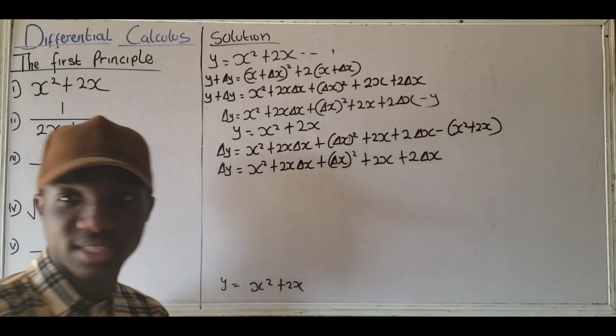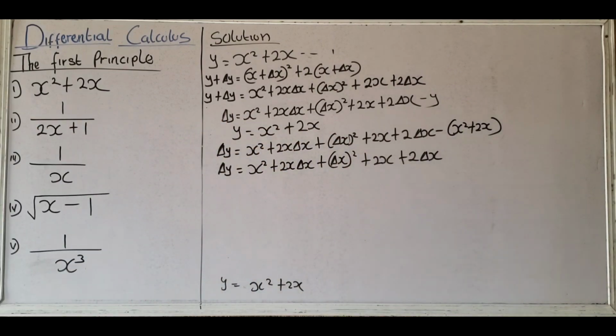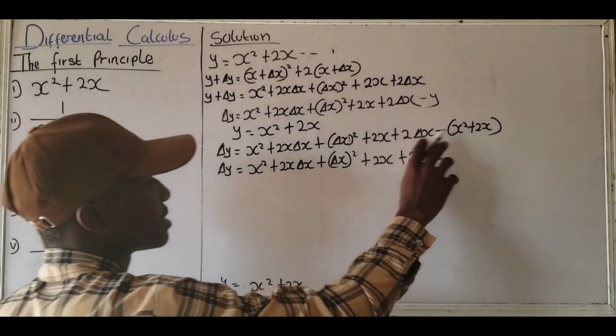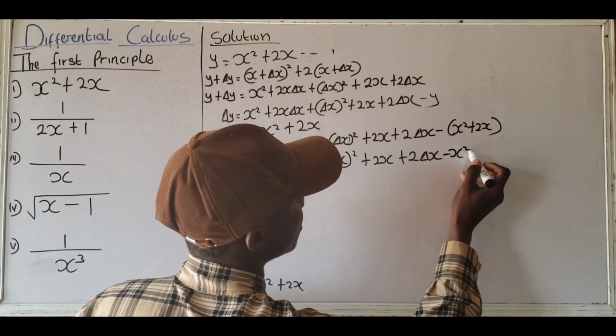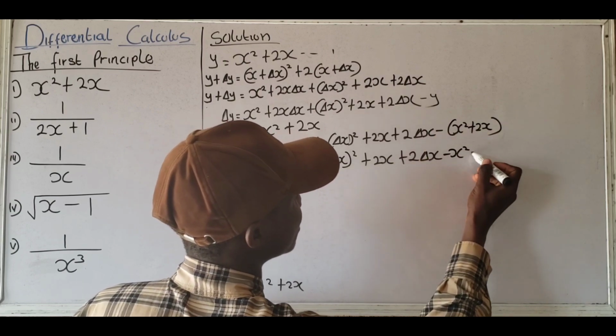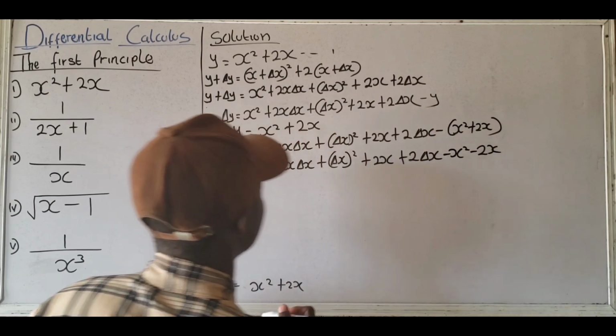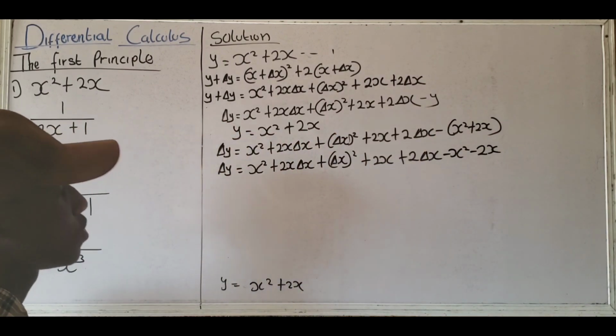Now, if you use this negative 1, you will see there is an invisible 1 at the front of the bracket, okay? So if you use that negative 1 to open the bracket, you are going to have negative 1 times x squared, that is what? Negative x squared. Negative 1 times positive 2x, that is negative 2x, okay? So now, having done this, the next step is that you have to collect like terms.